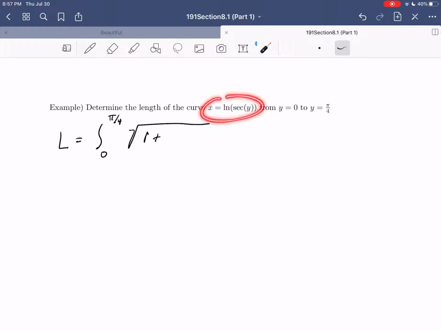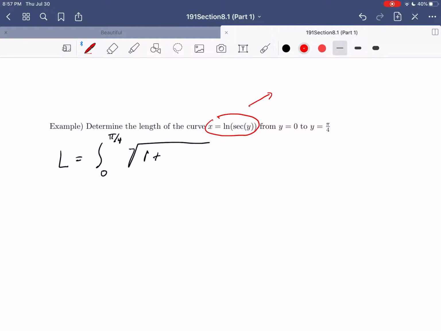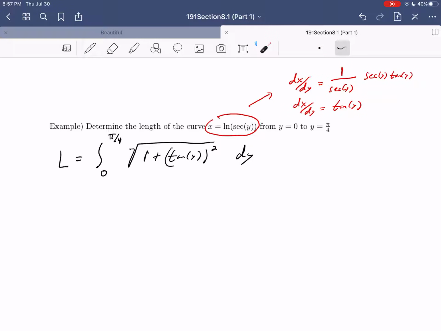We'll need to get the derivative here, so once again we can do that off to the side. If we go ahead and do this, dx dy, so differentiating with respect to y this time, is going to give us 1 over secant y, that's the derivative of the ln, and then chain rule, secant y tangent y. Canceling that down, it looks like our derivative, dx dy, is going to be tangent y. So we can pop that in, tangent of y squared, and then we're integrating here with respect to y. So this is the arc length formula with respect to y. We did the derivative with respect to y. We have y bounds, and we have a function of y.